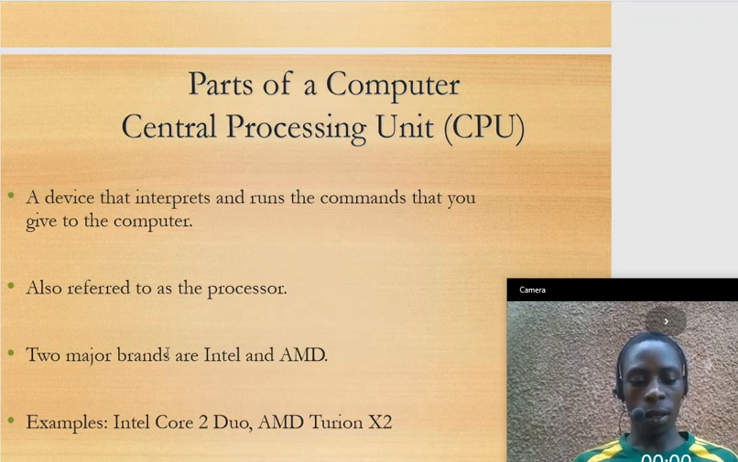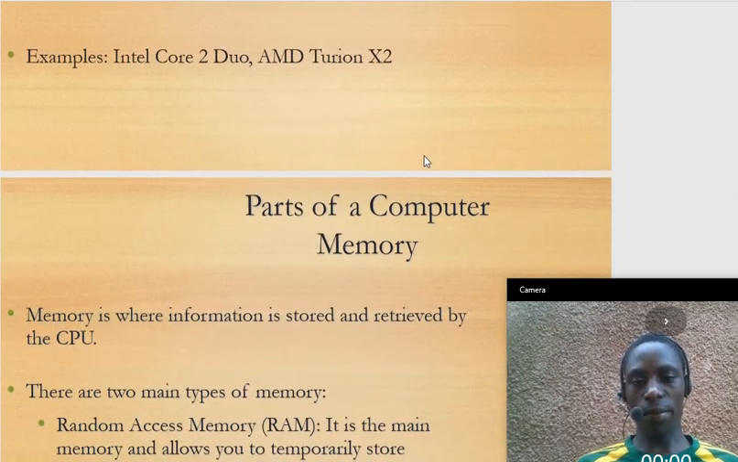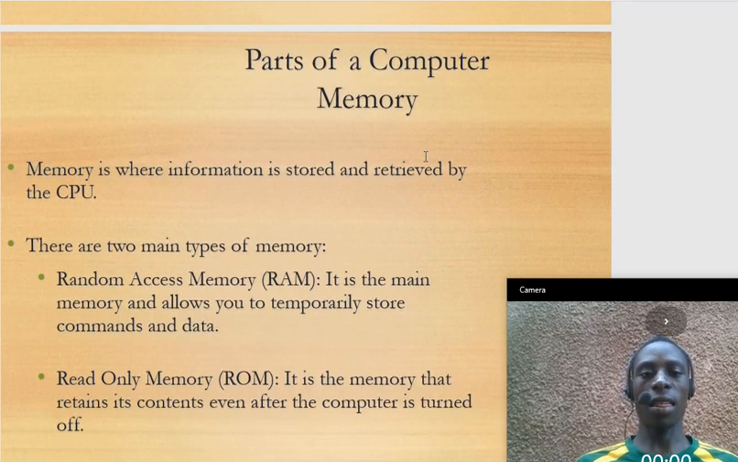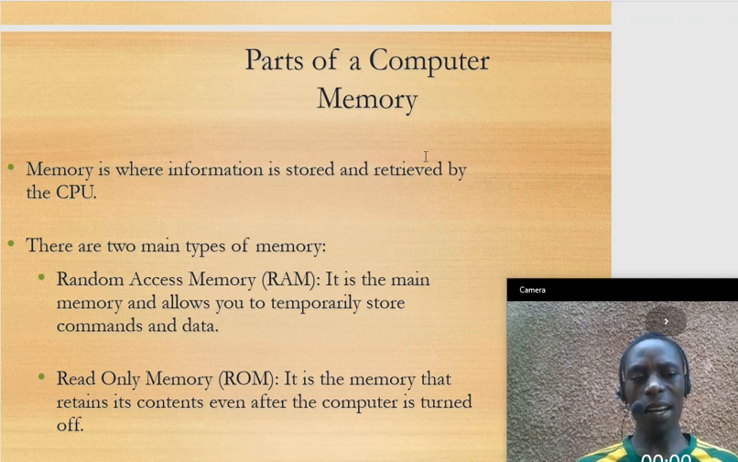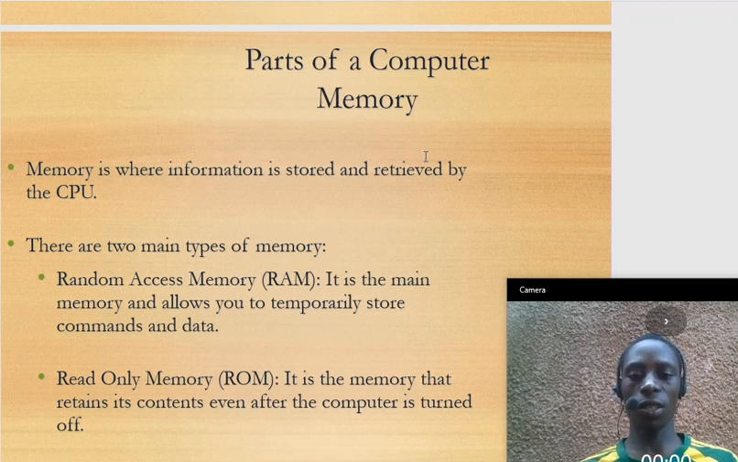Okay, so this takes us to another part of the computer, that is the memory. Remember, in the first slide where I talked about the system, we didn't talk about the memory as part of the computer. But I was right, because we were just talking about a few things that make up a system, categorized in terms of inputs, processing, output, and storage. So here the memory is where information is stored and retrieved by the central processing unit.